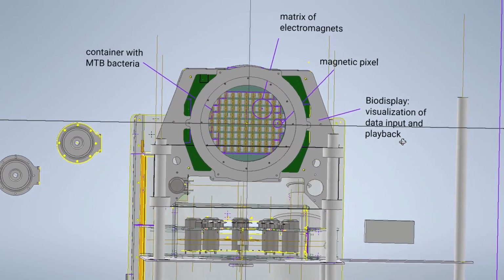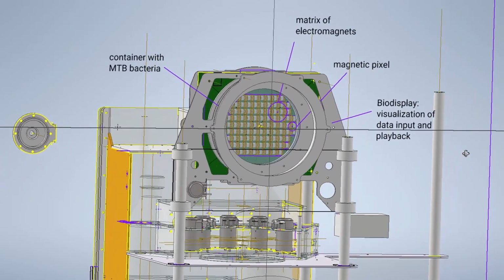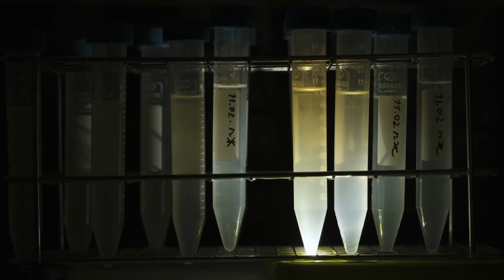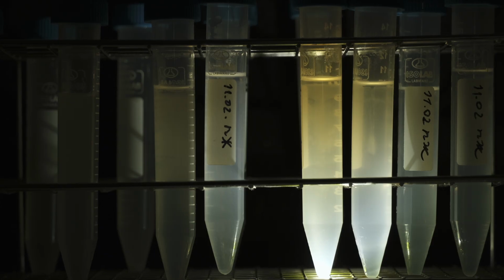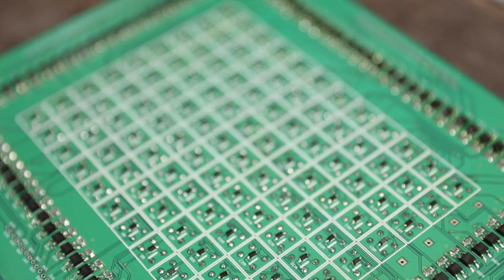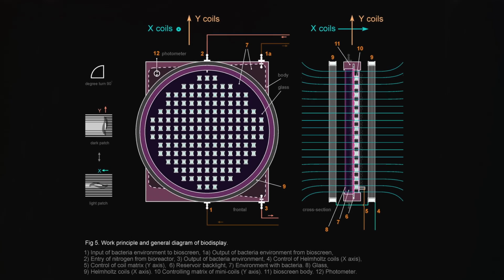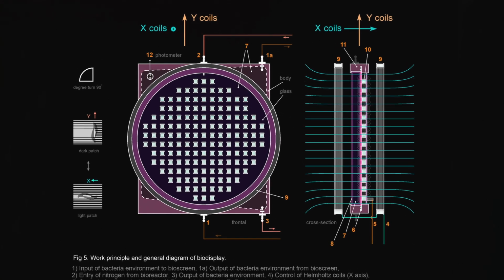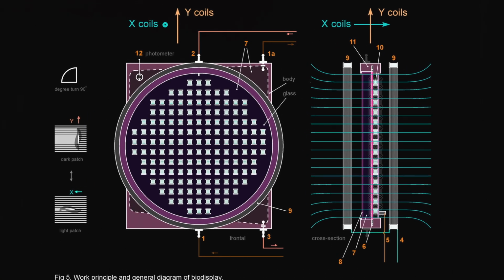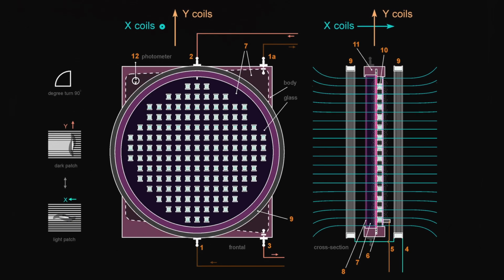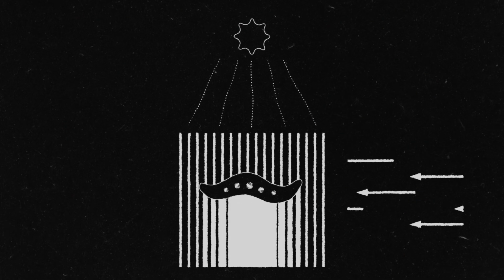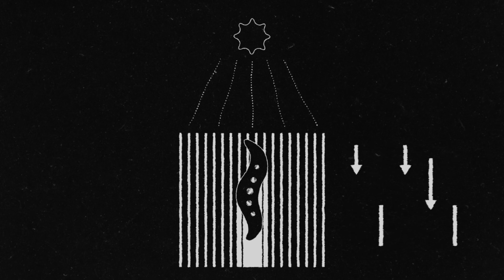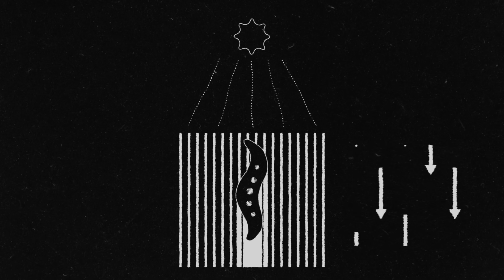We can use the magnetic field to control the position of MTB and light, to visualize changes in their position. The shape of the body of the MTB magnetospirillum we have chosen is elongated, so we can control the luminosity intensity of the biodisplay by changing two orthogonally directed magnetic field vectors. In one of these positions, the luminosity will increase. In the other, it will decrease. With this control, we can obtain a biodisplay that provides data visualization.